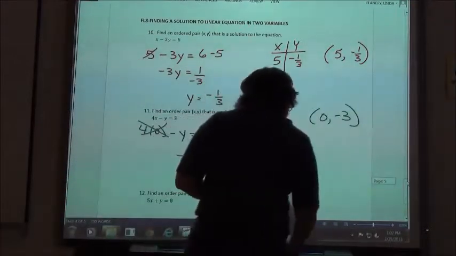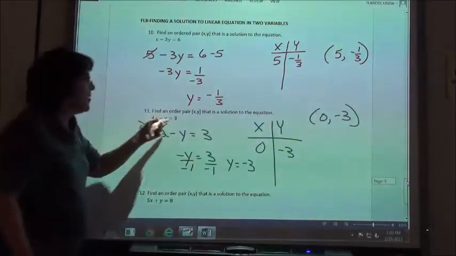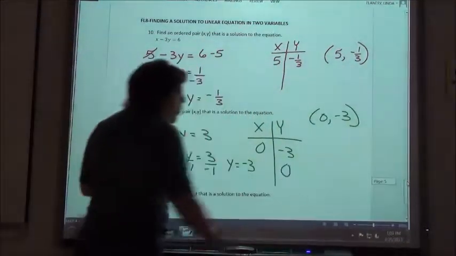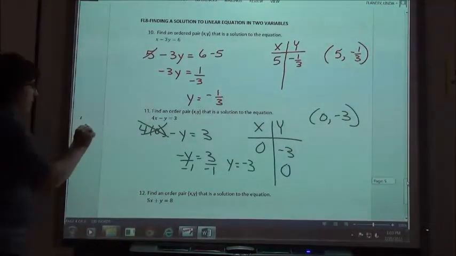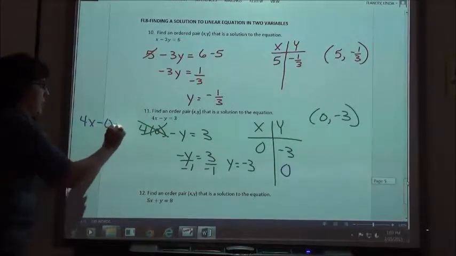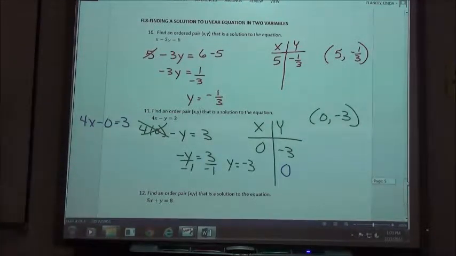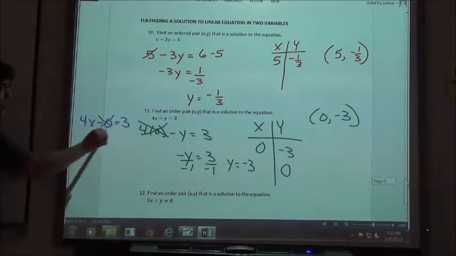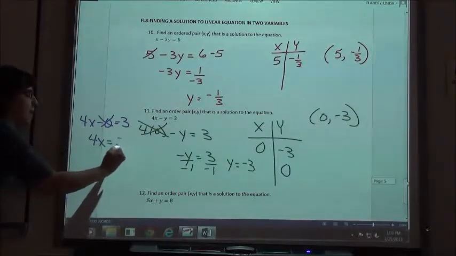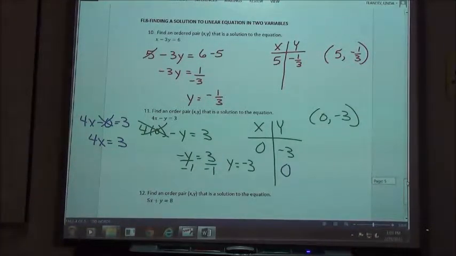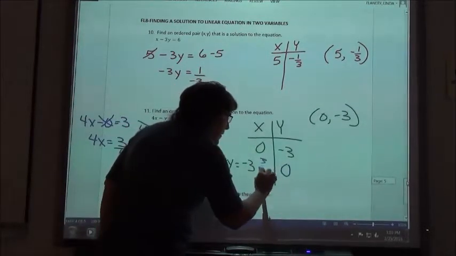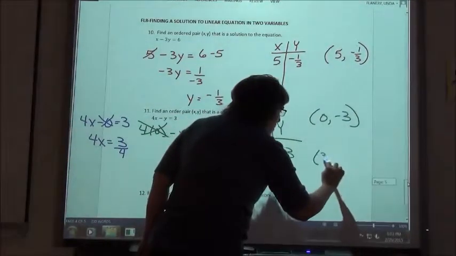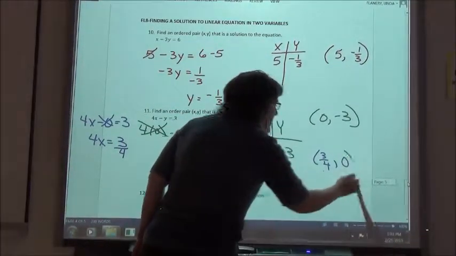Now, just for fun, if I use that same equation, and what if I put the 0 in for the y instead of the 0 in for the x? I would have 4x minus 0 equals 3, right? This would be gone, and my equation would say 4x equals 3. How do I solve that for x? Just divide by the 4. So 3/4. So when I put that one in, I would put 3/4 with 0.